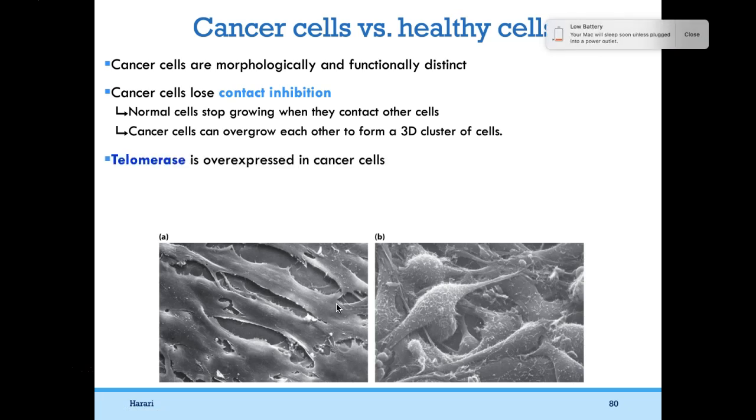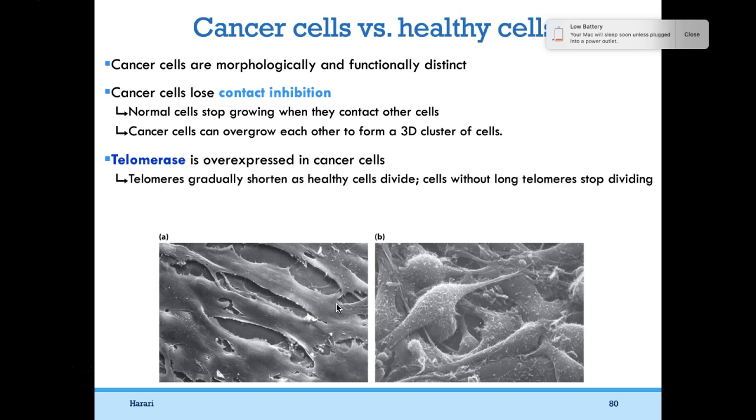Telomerase is an enzyme that's overexpressed in cancer cells. And telomeres, which are the ends of chromosomes, gradually shorten as healthy cells divide. And what happens is when a cell has too short of a telomere, it just stops dividing and it dies. However, cancer cells don't do this. They don't die when their telomeres get shortened because they have an enzyme called telomerase that constantly lengthens their telomeres. So telomerase always extends the telomeres in cancer cells, making cancer cells essentially immortal.